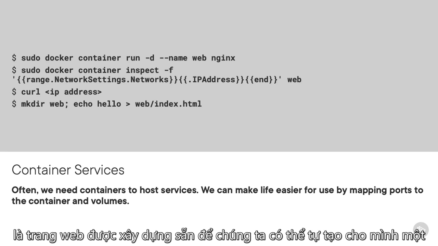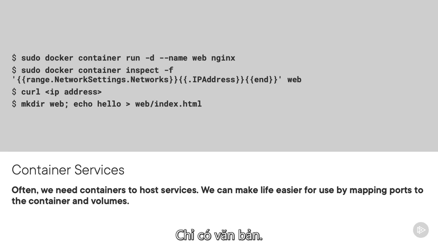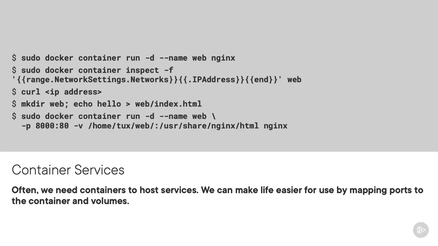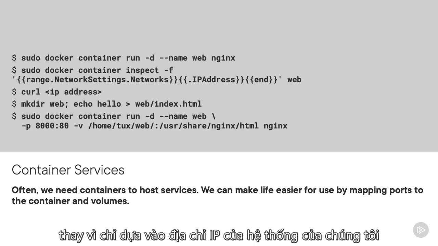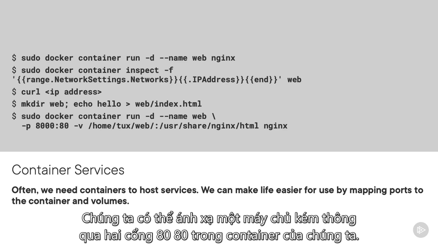So we might create ourselves a directory to host the web page and any assets. We're just going to have a very simple asset here, just the text hello inside of our index.html page. We also, instead of relying on the IP address of our system, which is only going to be available from our host operating system, we could map a port on the host through to port 80 in our container.